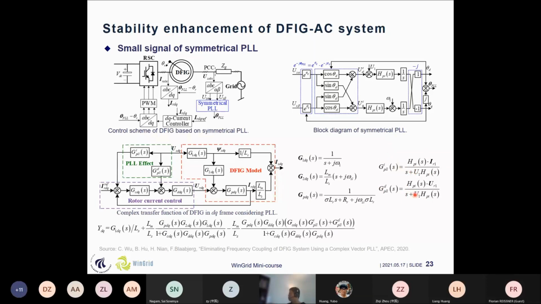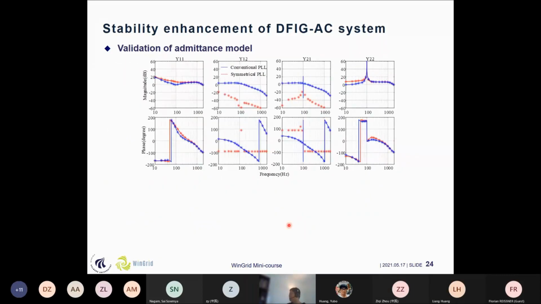So if we use the symmetric PLL, the admittance of the whole system is still symmetric. It means that we can still get the alpha-beta frame admittance by just using the frequency shift here. The advantage of using this symmetric PLL is that we eliminate the frequency coupling effect of the system. Then we can use single-input, single-output analysis methods to do the parameter design of this kind of system. And I will show you the difference between the conventional PLL and the symmetric PLL here.